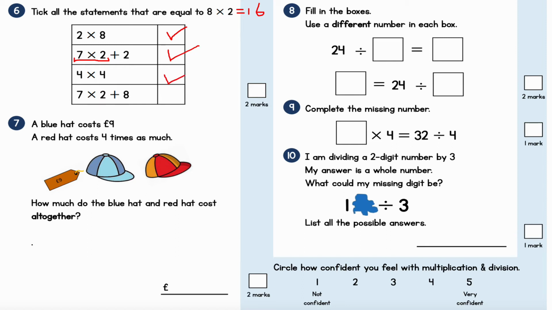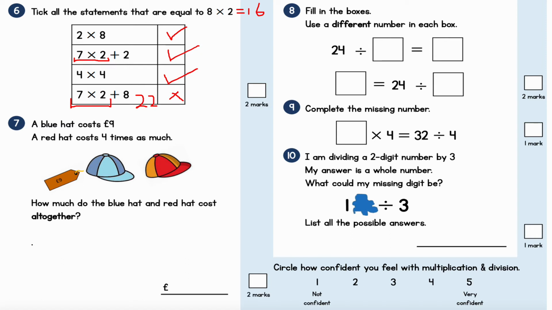4 times 4 is 16. This one not quite, because if I use BIDMAS or BODMAS, I do 7 times 2 first, which is 14. 14 plus 8 is 22. So that one's not true, or not equal to 8 times 2. So 2 times 8 is 16, that gives me 16, and this gives me 22. So that one's going to be a cross.